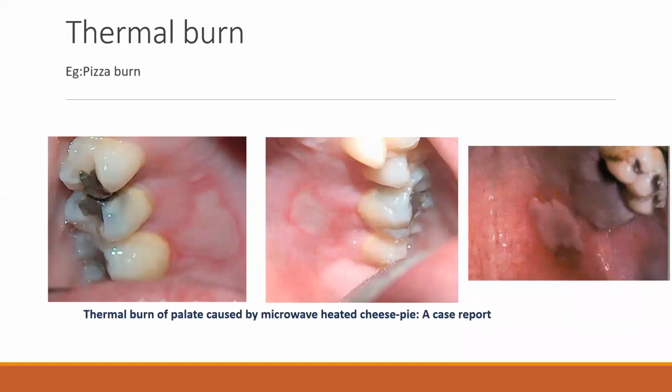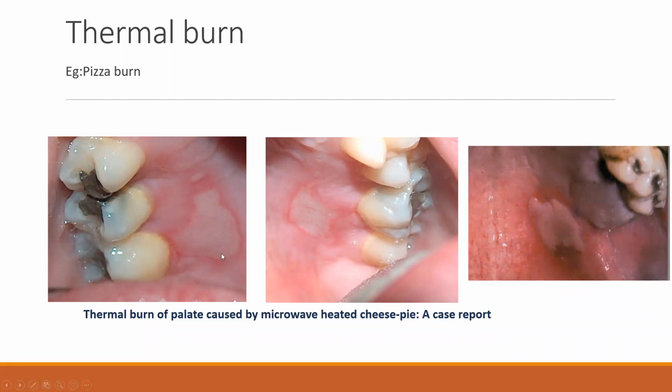Next is thermal burn. Most thermal burns arise from the ingestion of hot food or beverages. Microwave ovens have been associated with an increased frequency of such thermal injuries because they can produce food that is cooler on the outside but extremely hot on the inside.